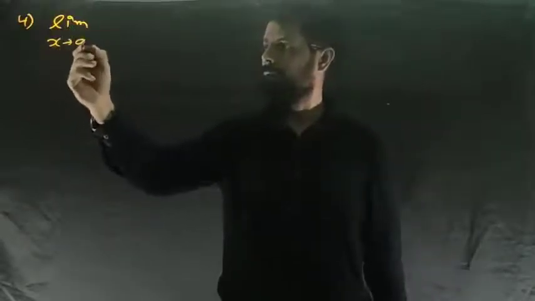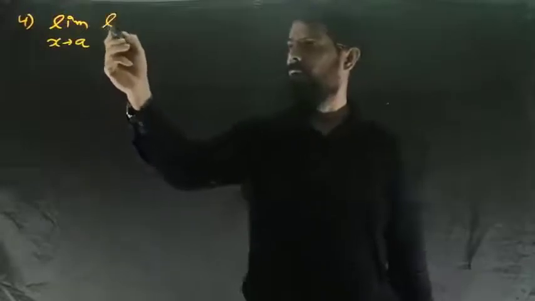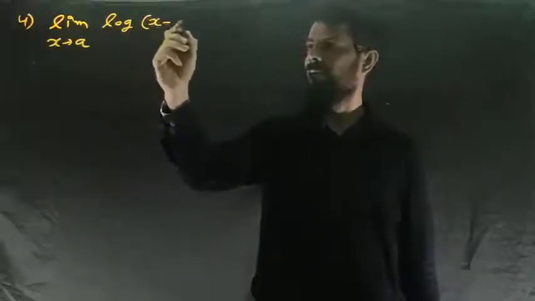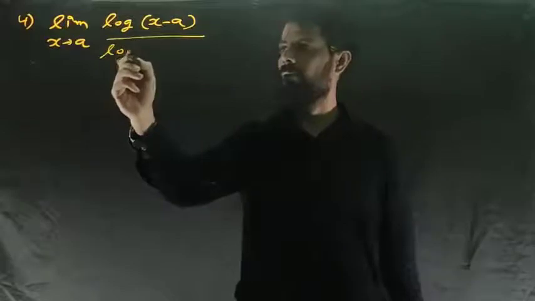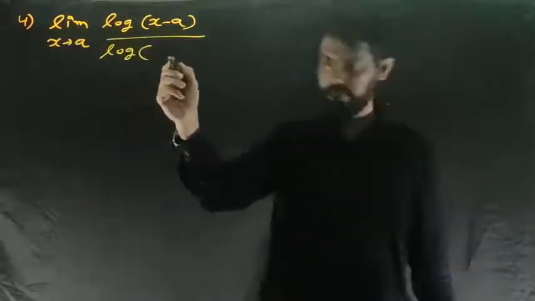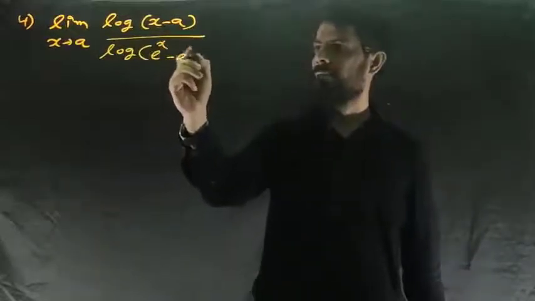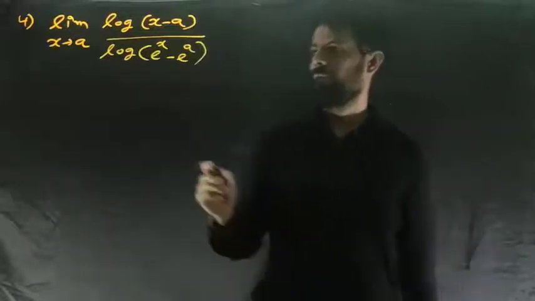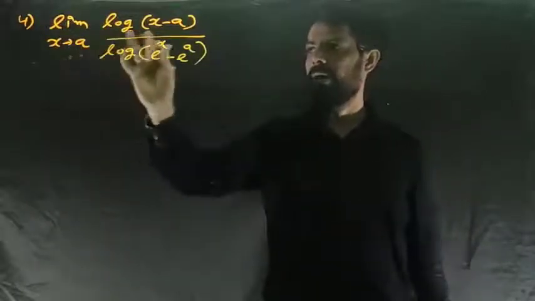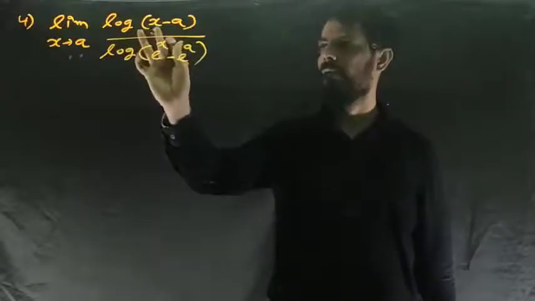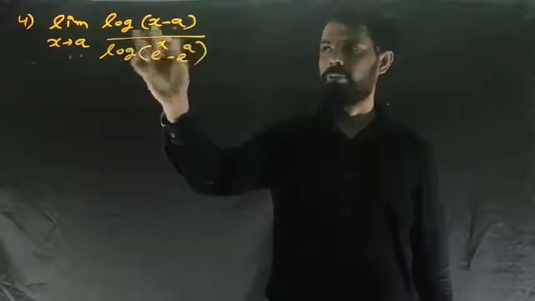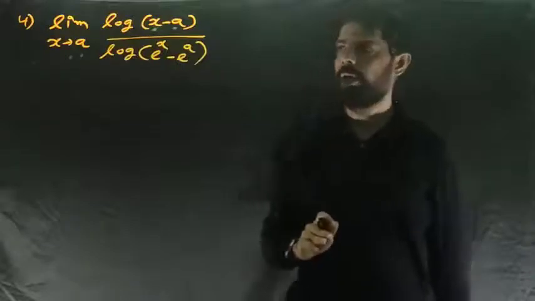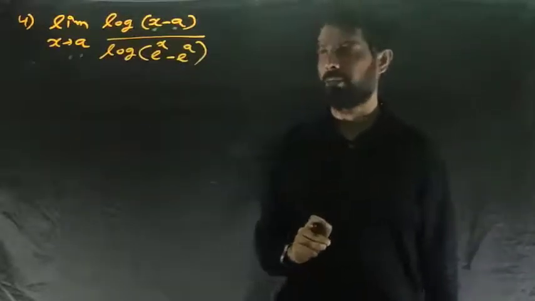Now let us discuss the fourth example, that is, evaluate limit x tends to a of log(x minus a) divided by log(e raised to x minus e raised to a). So here first of all we will replace x by a. If we replace x by a, we get a minus a, that is 0. So we will obtain log 0, and the value of log 0 is minus infinity.